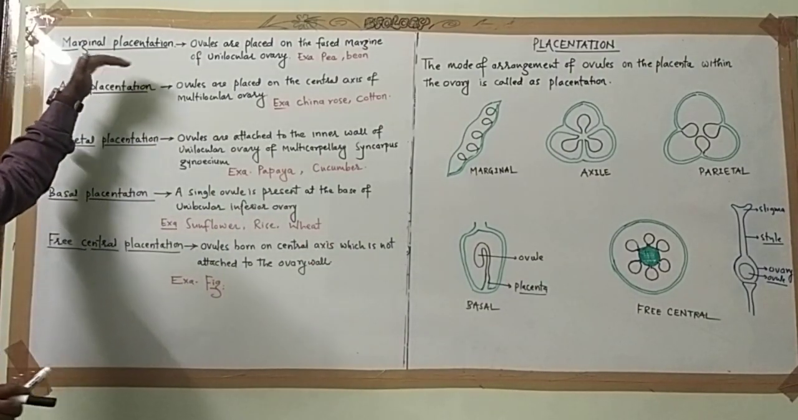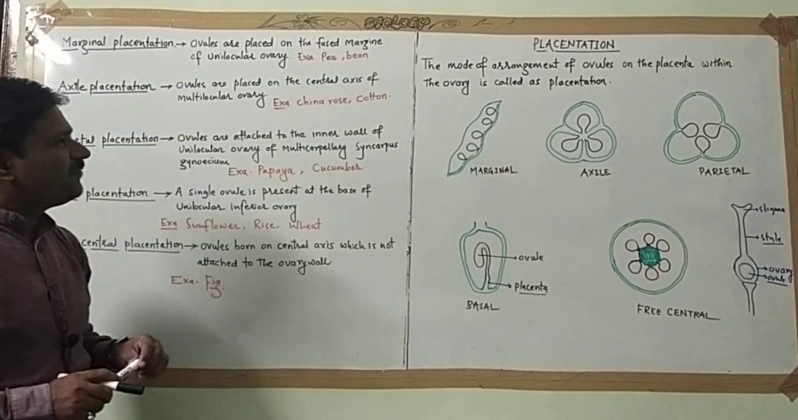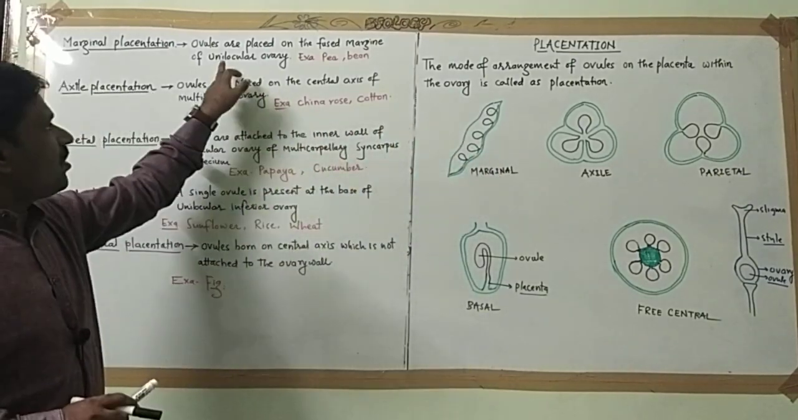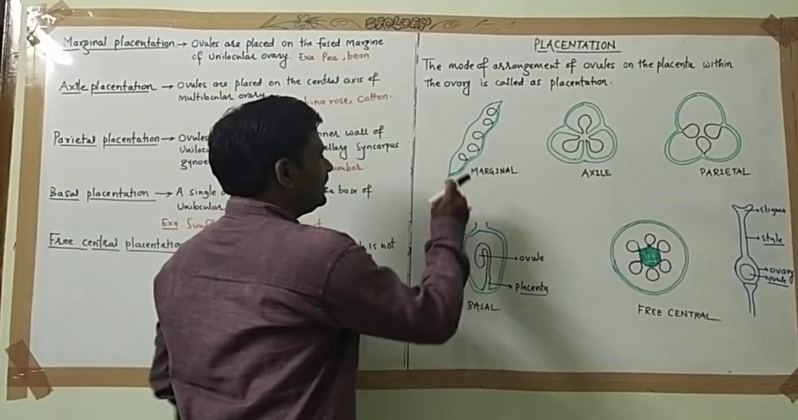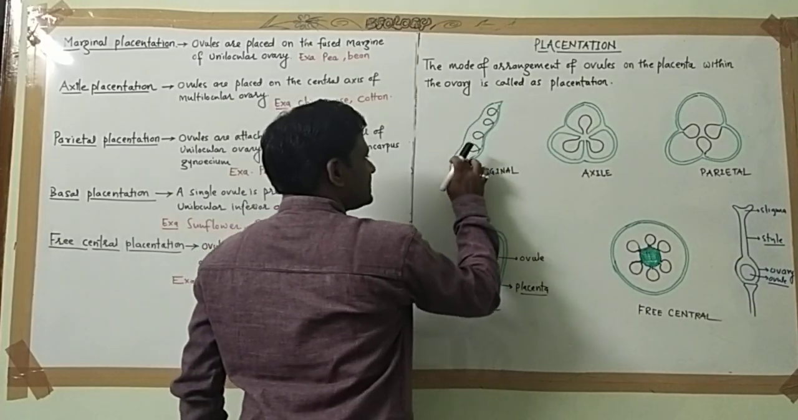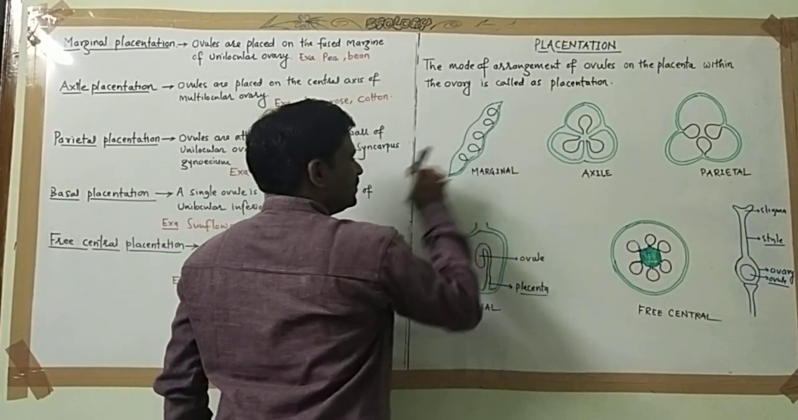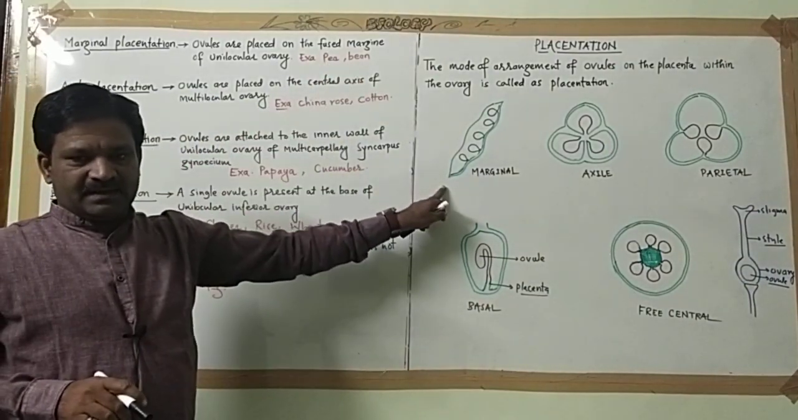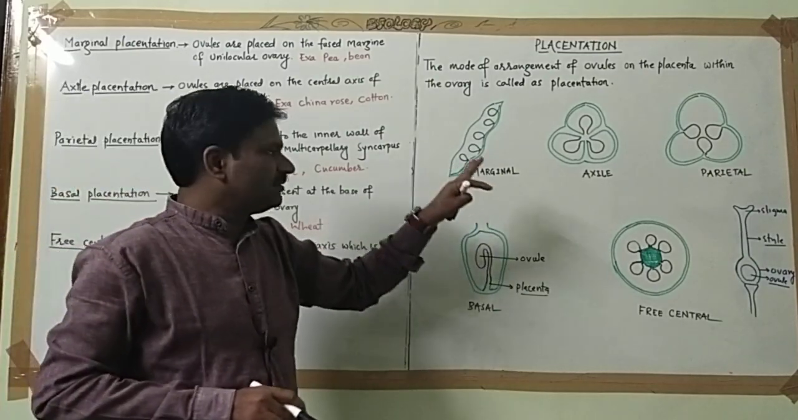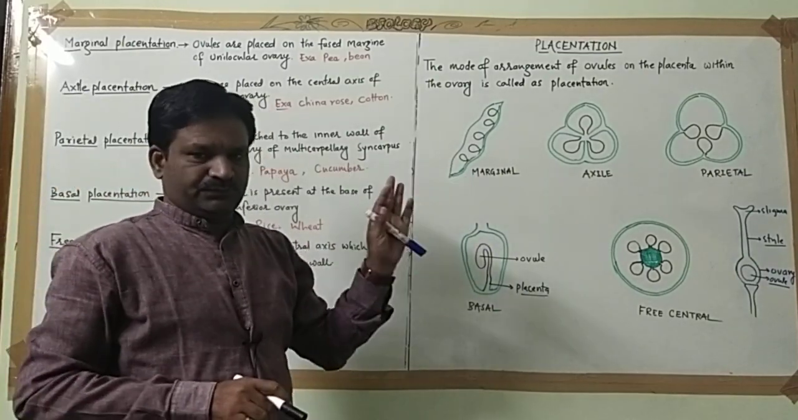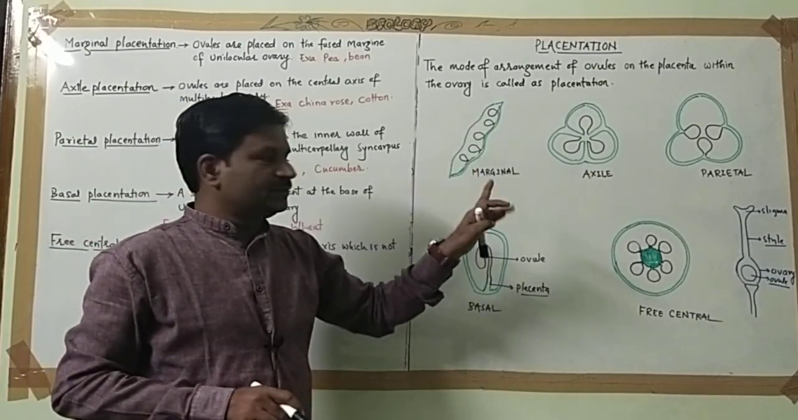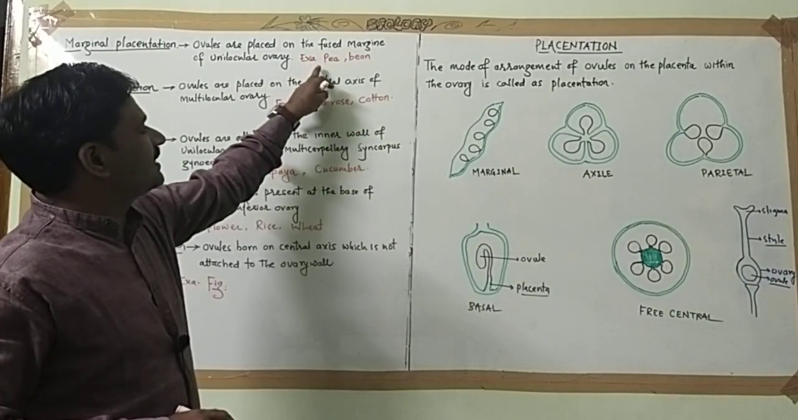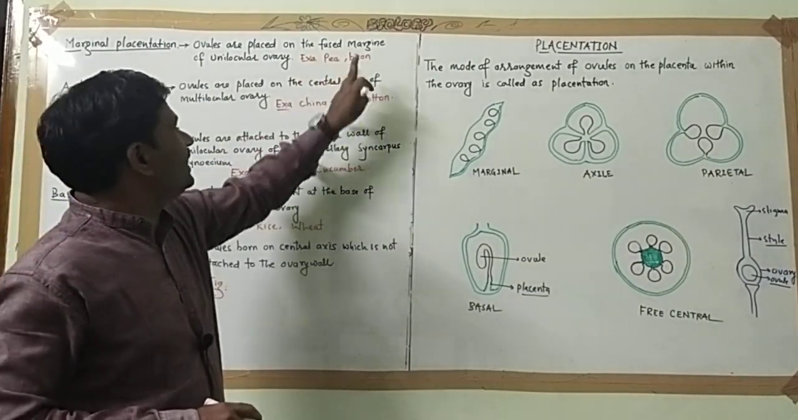In marginal placentation, ovules are placed on the fused margin. This is the fused margin of a unilocular ovary. This is unilocular, means this is a single locule, and inside the locule there are many ovules. Example is pea or bean. This is the pea, that is the fruit. After fertilization, the ovary is converted to fruit and ovules are converted into seeds. This is marginal placentation, and examples are pea and bean.